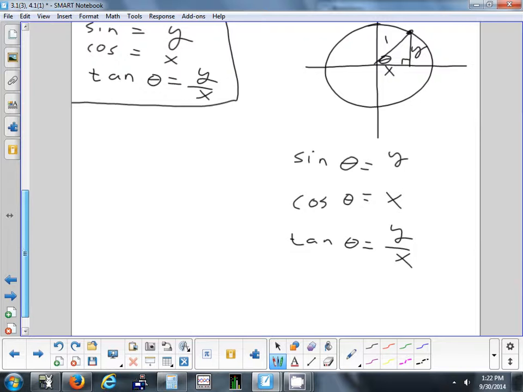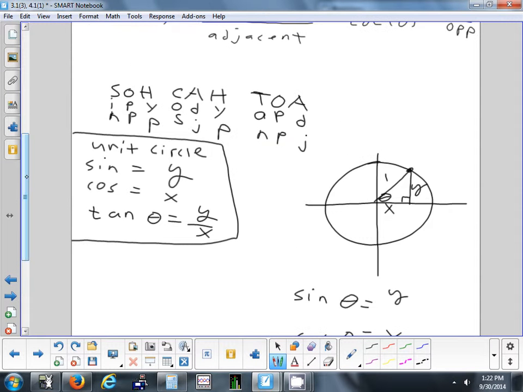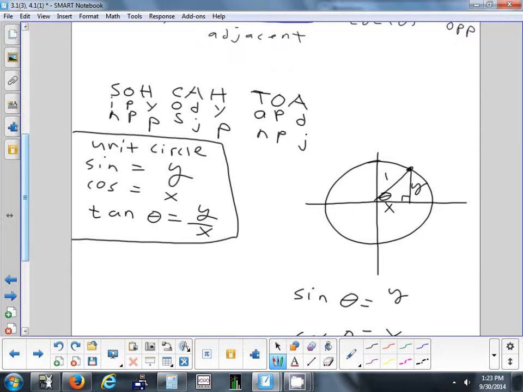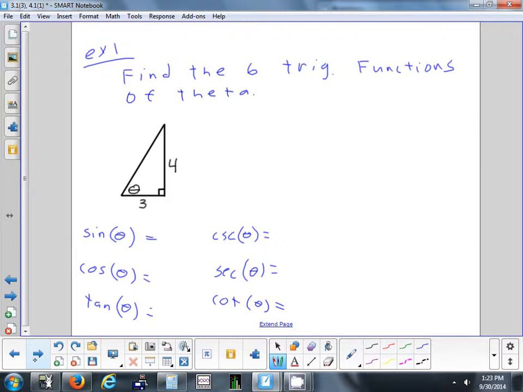So these 6 definitions really are the same thing you've already done with the unit circle. We're just calling them, instead of x's and y's, opposite and adjacent and hypotenuse. Any question on that? All right. So let's use our 6 definitions to find all the trig functions I have up here.